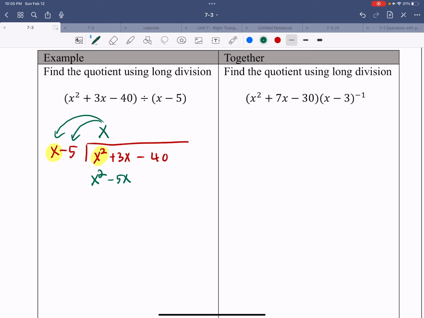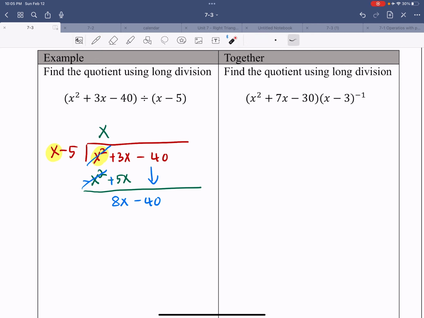Alright? And just like in division, you are going to subtract it. What I mean by subtract is you flip the sign of the bottom one and then combine them. So x squared minus x squared is 0. That's why we match that up. 3x plus 5x is 8x, and you bring down negative 40.